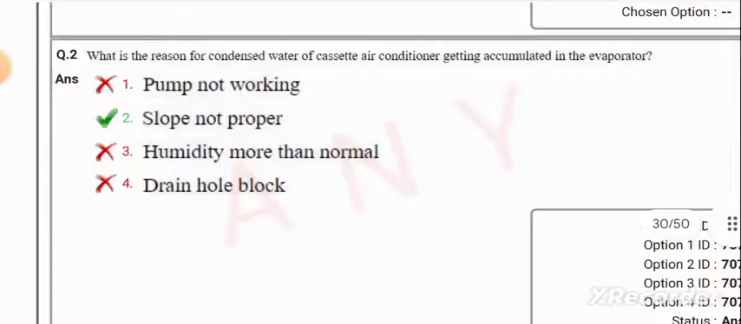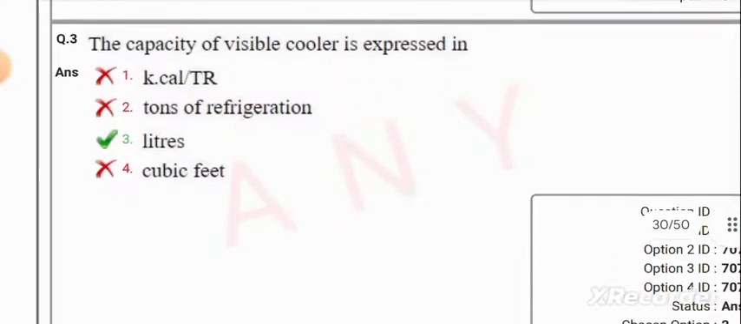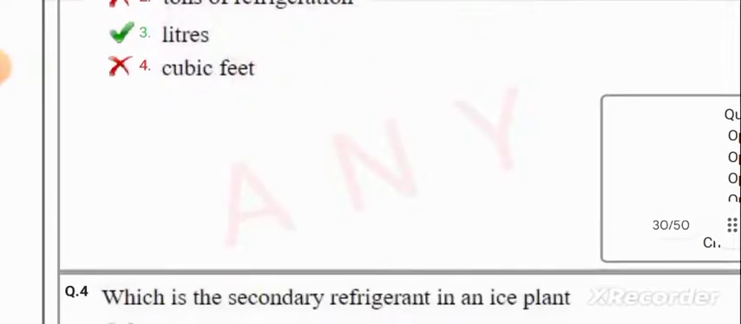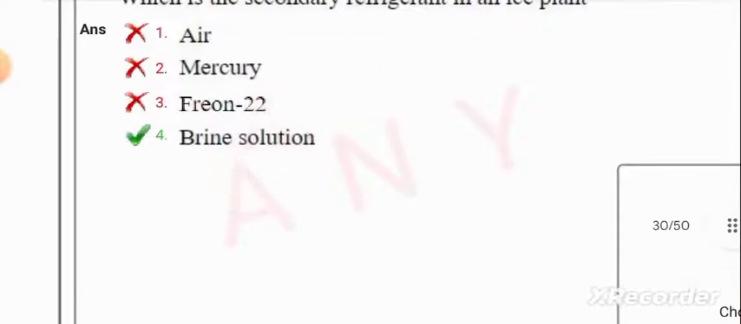What is the reason for condensed water of cassette AC getting accumulated in the evaporator? Slope not proper. The capacity of visible cooler is expressed in liters. Which is the secondary refrigerant in an ice plant? Brine solution.